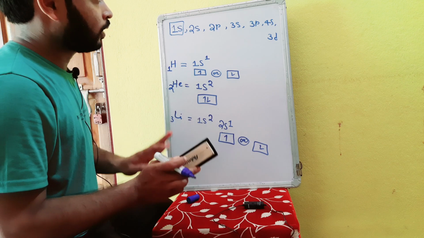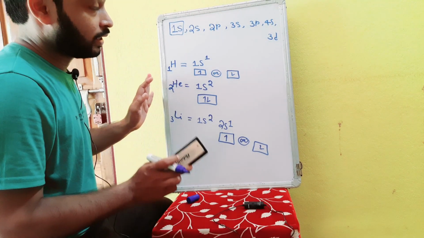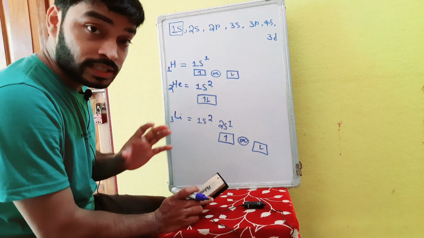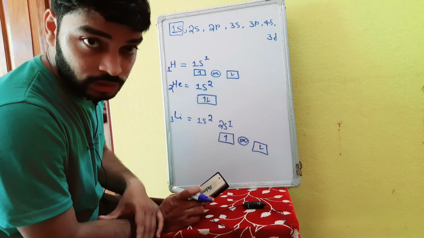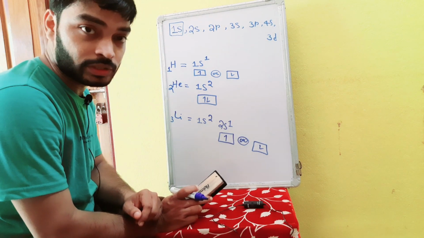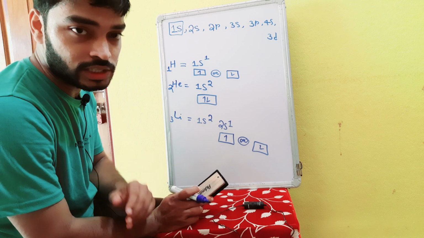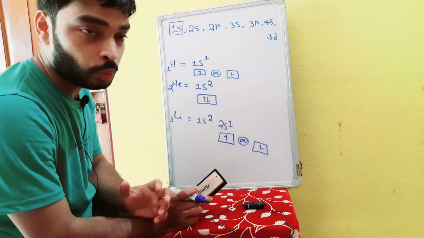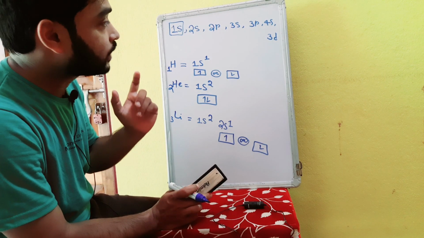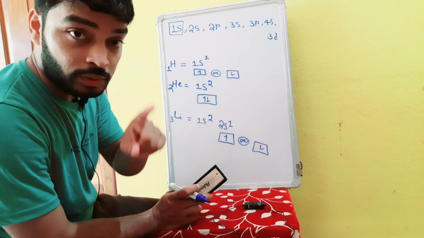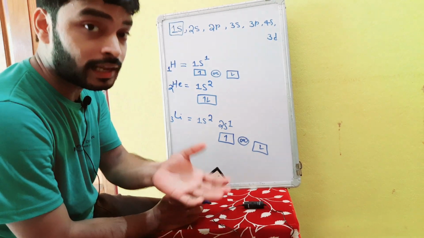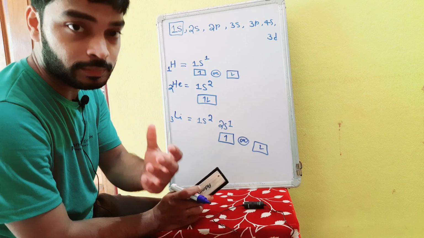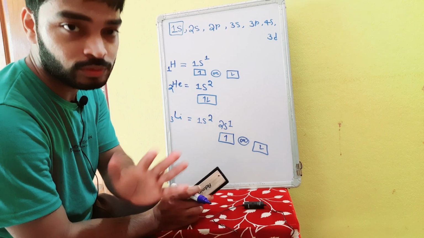So for electronic configuration there is another concept called stable electronic configuration. So what is stable electronic configuration? An electronic configuration is said to be stable when the electrons are present in the suborbitals of an orbital either in a half filled manner or in a full filled manner. So what is half filled, what is full filled?